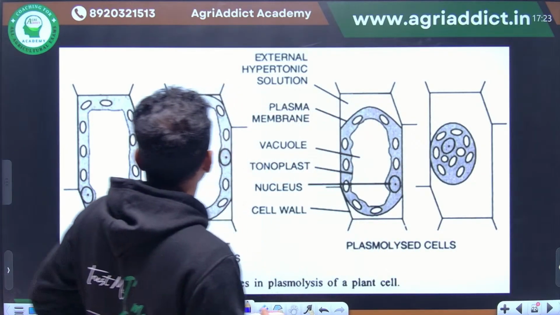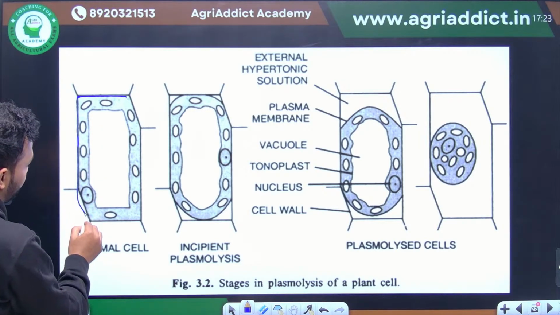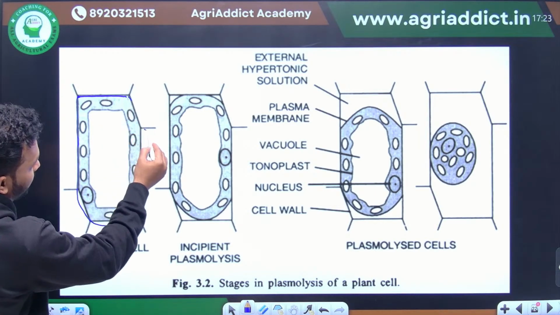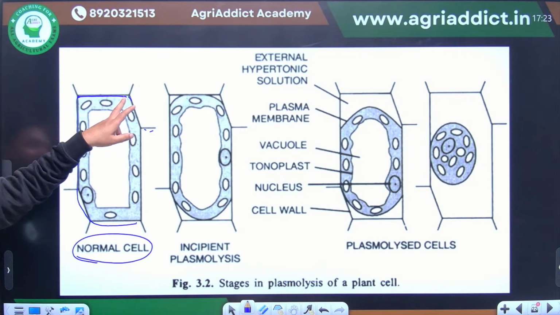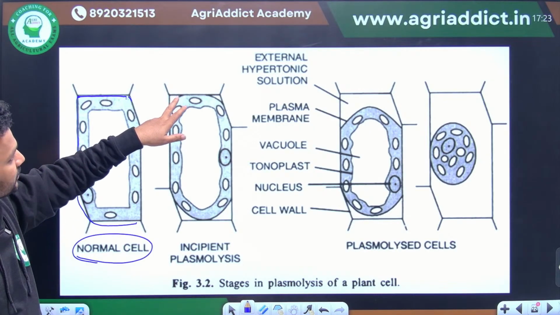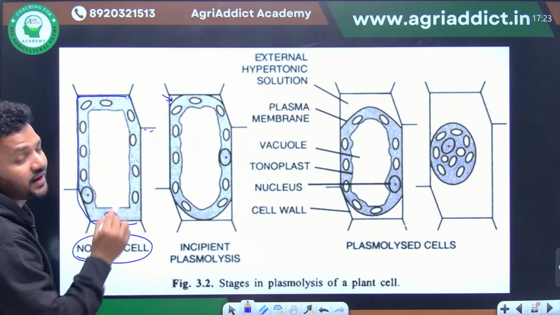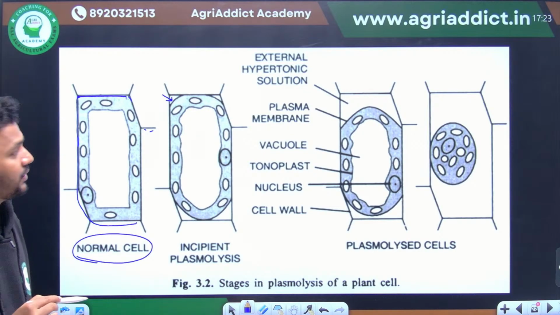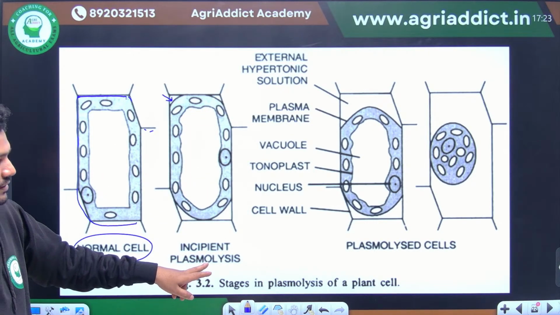See here. Here, this is the protoplasm, right? Protoplasm. And outside it is the cell wall. Normal cell. Here, the protoplasm still touches the cell wall from every side. But here, look, the plasma membrane started to shrink. Right. So this stage is known as incipient plasmolysis.